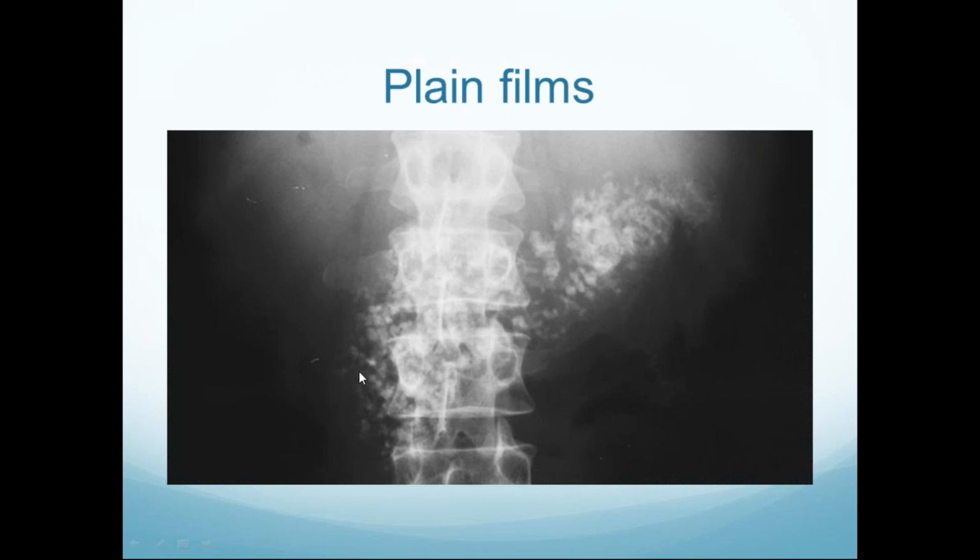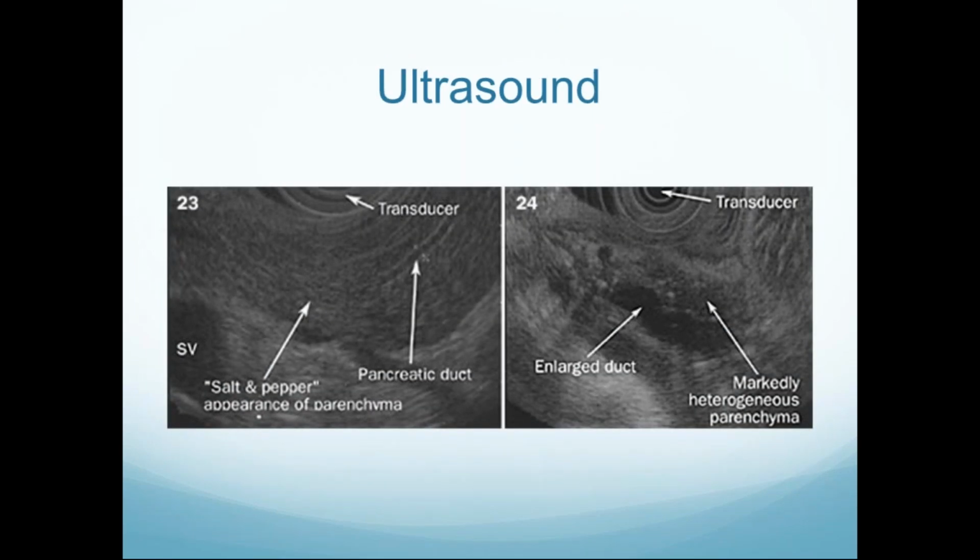So you can see this is the head of the pancreas, neck, body, and tail in this direct X-ray abdomen film. Okay. So in ultrasound, we have seen that the pancreatic duct will be enlarged. In ultrasound, what you remember is that there will be a salt and pepper appearance of the parenchyma. That is, destruction of the parenchyma and calcification cause the salt and pepper appearance. So when the pancreatic duct is enlarged, there will be marked heterogeneous parenchyma.